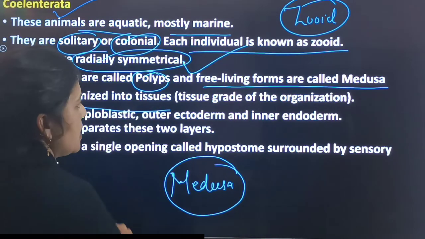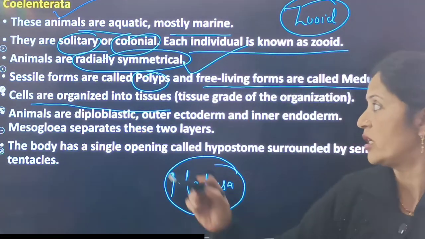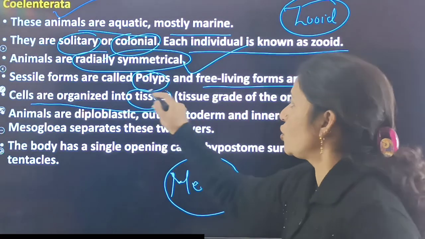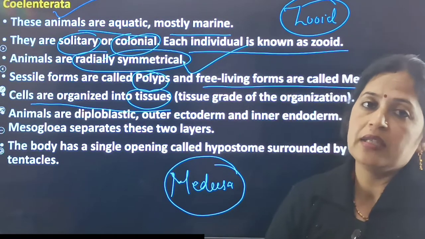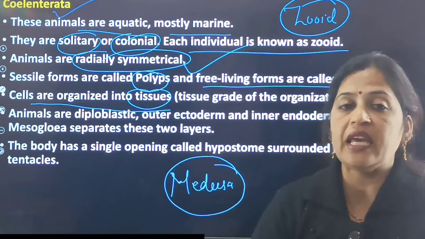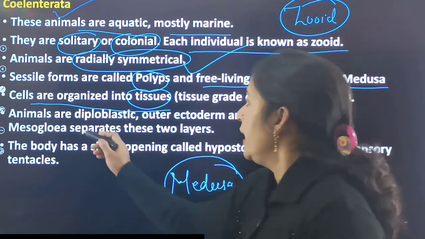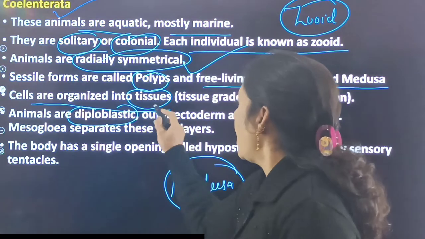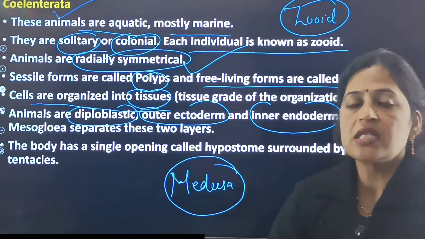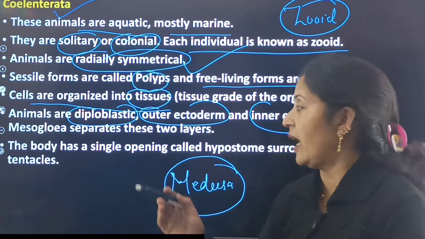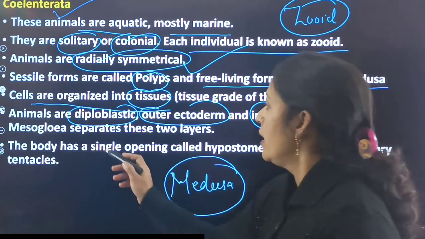Cells are organized into tissues. That means a tissue grade of organization is present in the Coelenterata. Animals are diploblastic, with outer ectoderm as well as inner endoderm present in them.